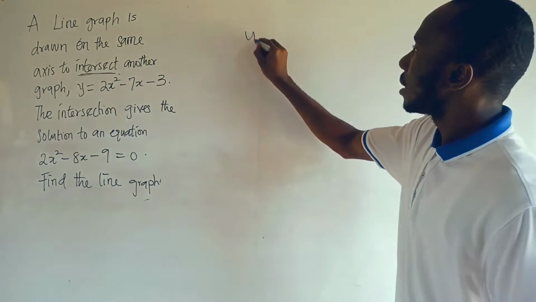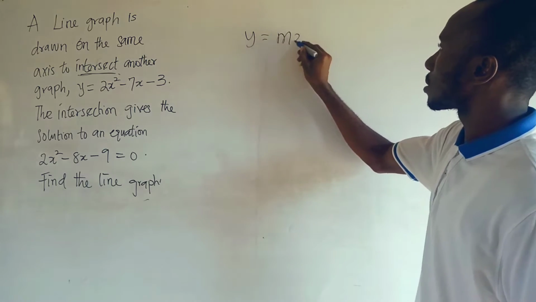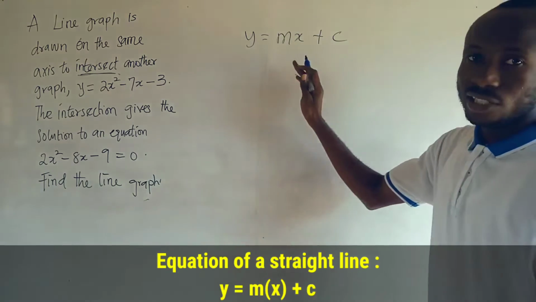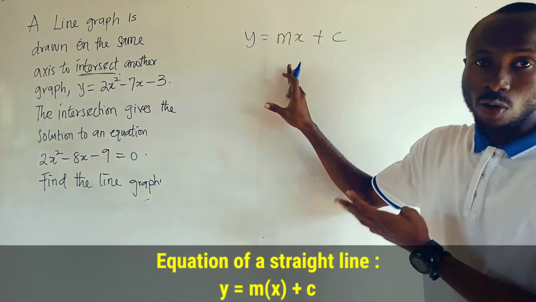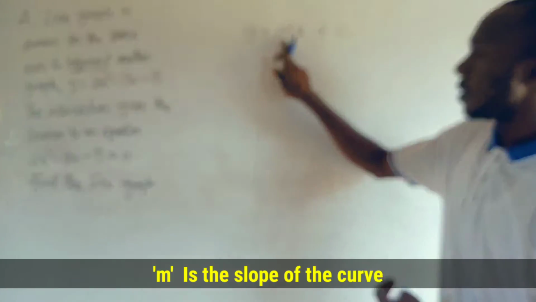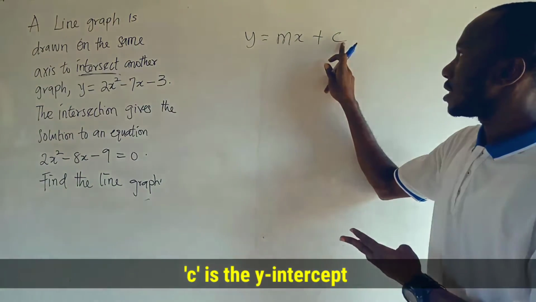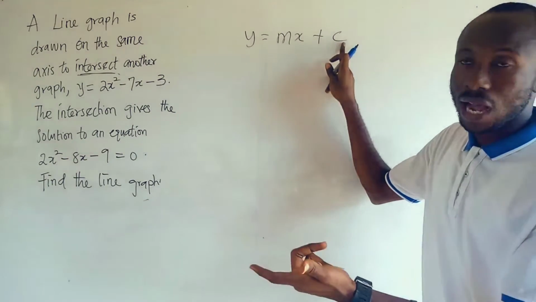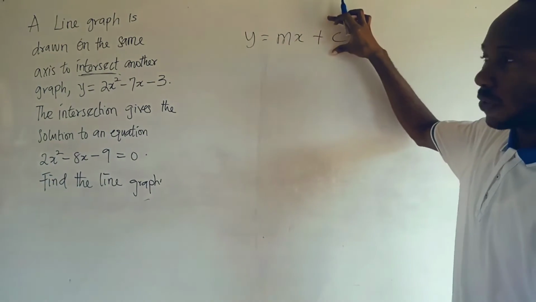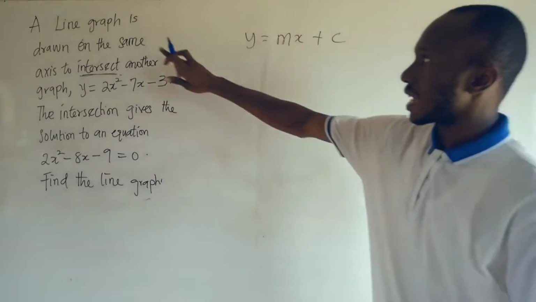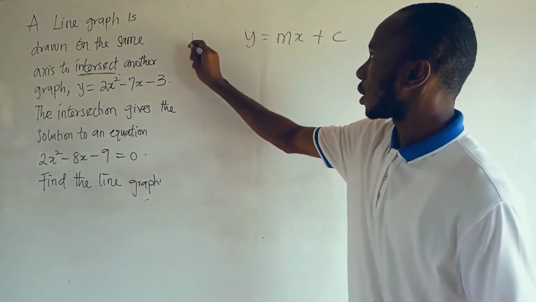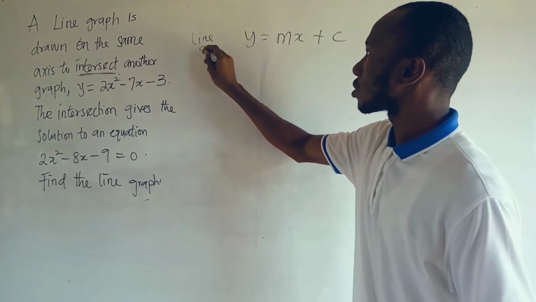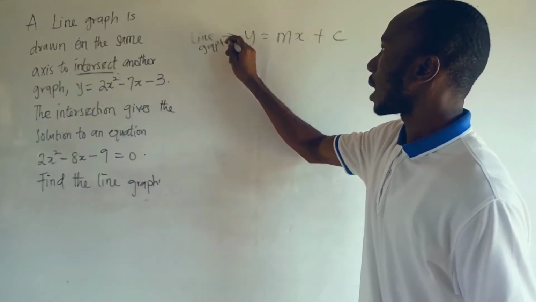So y = nx + c is generally how we represent the equation of a straight line, where n is the slope of the curve and c is the y-intercept, where the curve cuts the y-axis. So that's the equation of a straight line. This is now my line graph. This is the line graph I'm asked to find.